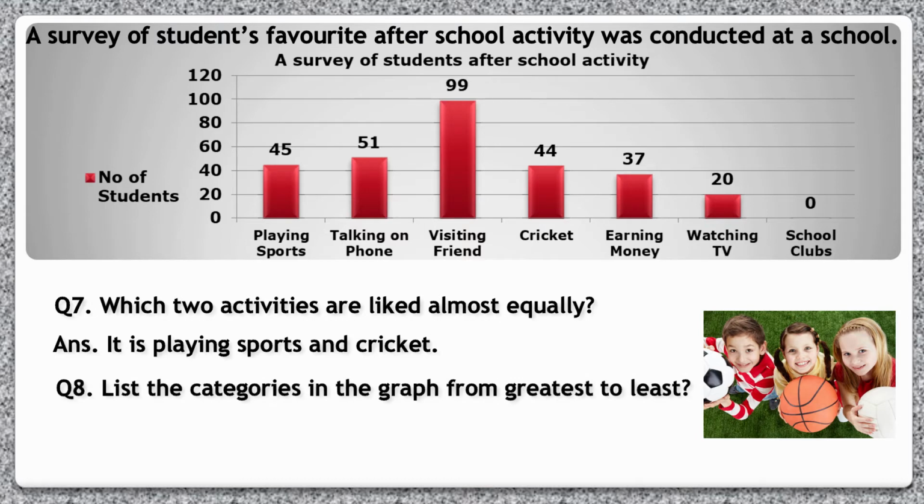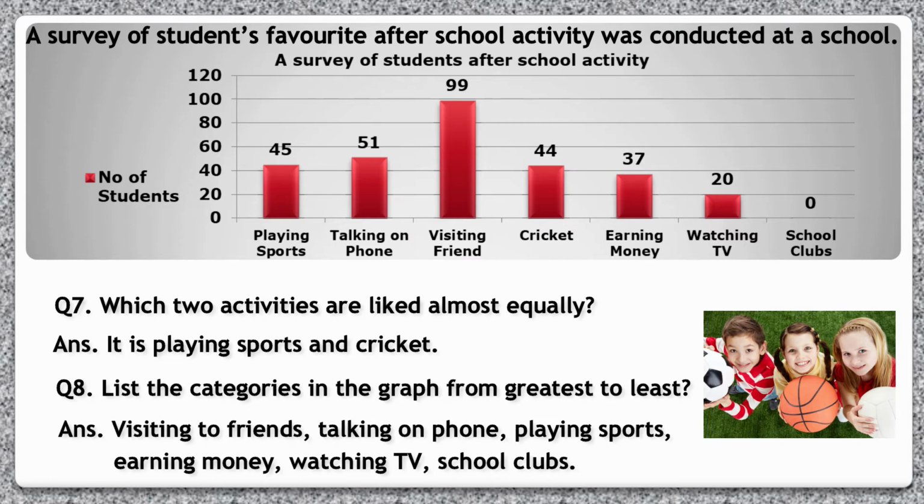List the categories in the graph from greatest to least. And the correct answer is visiting to friends, talking on phone, playing sports, earning money, watching TV, and school clubs.